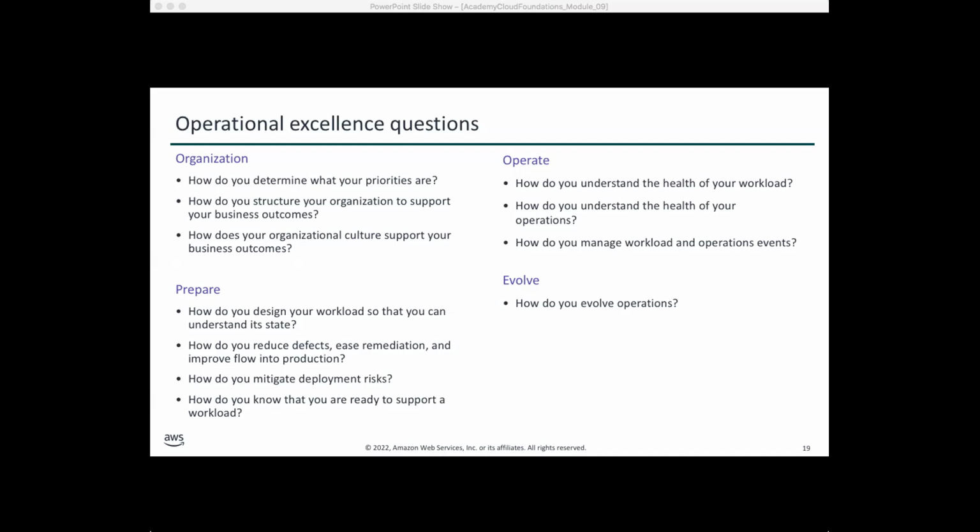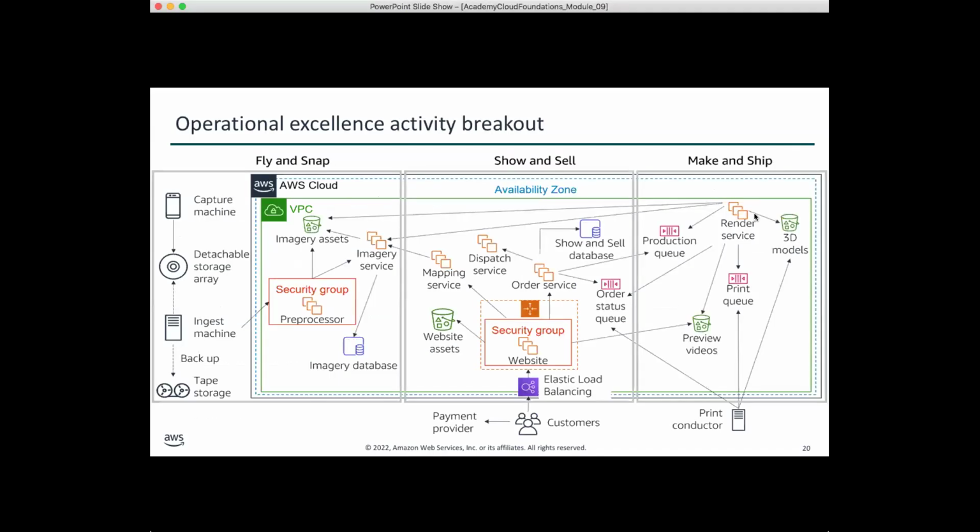Third, you can see the third category, our best practice area, is operate. How do you understand the health of your workload? How do you understand the health of your operations? How do you manage workload and operation events? You will have an answer for these questions before you actually do that. Finally, it's important to design operations that evolve in response to change and to incorporate lessons learned through their performance. So that's operational excellence, right?